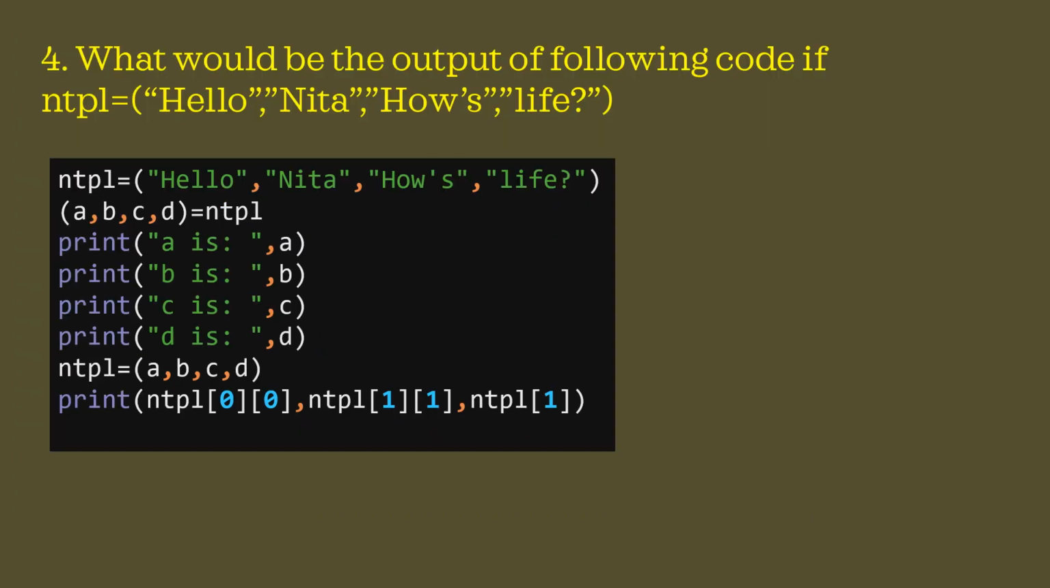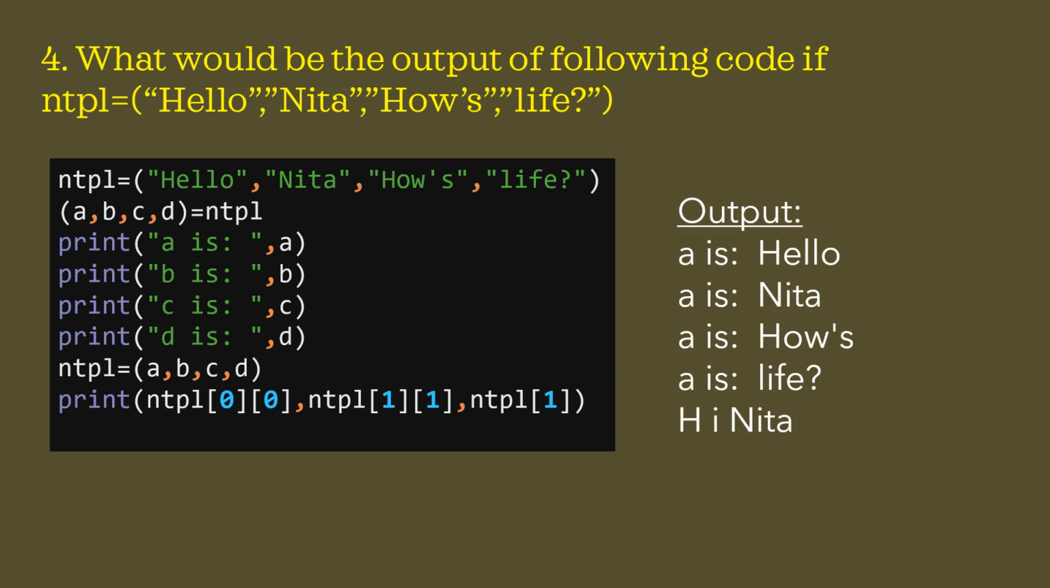Now what would be the output of the following code? ntpl = ('hello', 'Nita', 'how is', 'life'). There are 4 strings in the tuple ntpl. Now a, b, c, d = ntpl. As we had done in the previous case, in this type of assignment the elements of the tuple will be assigned to the identifiers in the same order. So a will be assigned the value 'hello', b will be assigned the value 'Nita', and so on. So if you print a, b, c, d, then you will get the corresponding output like this.